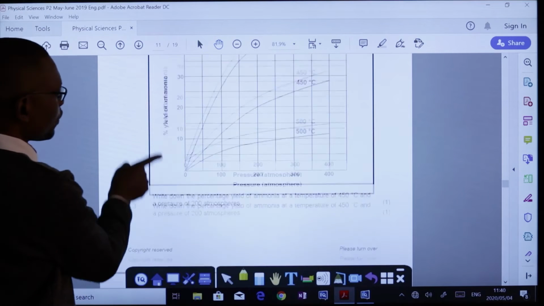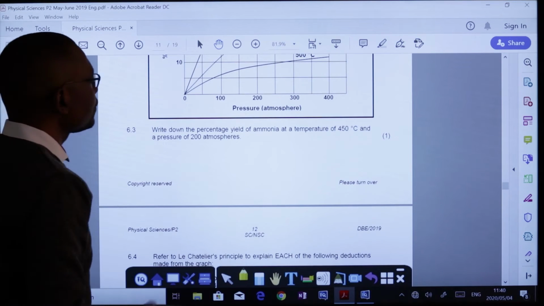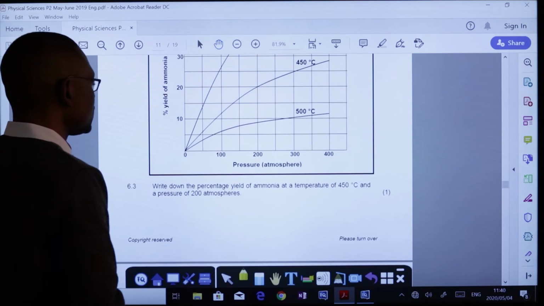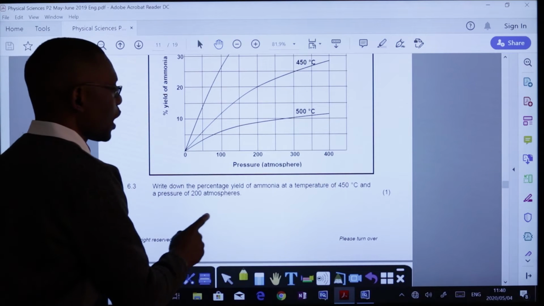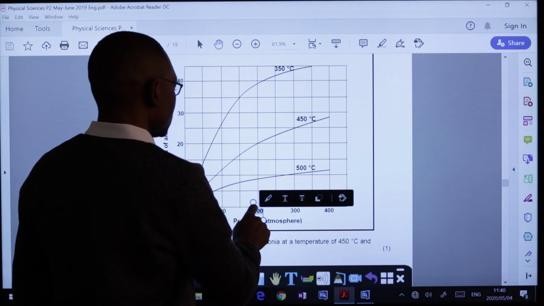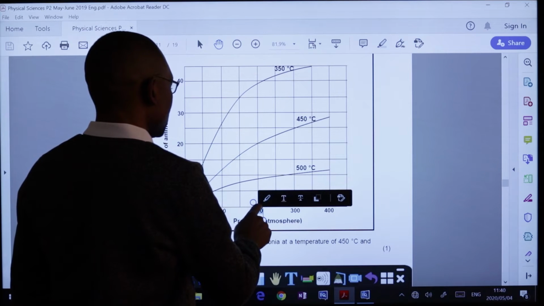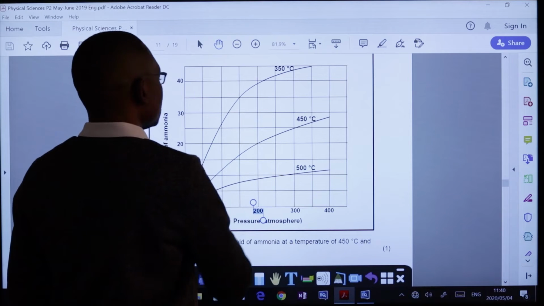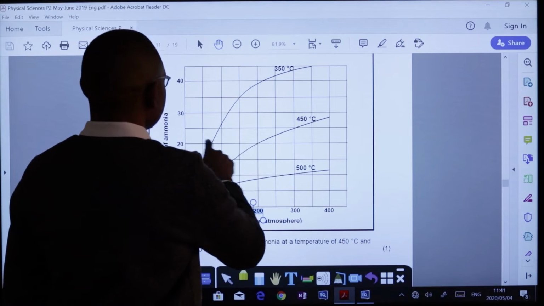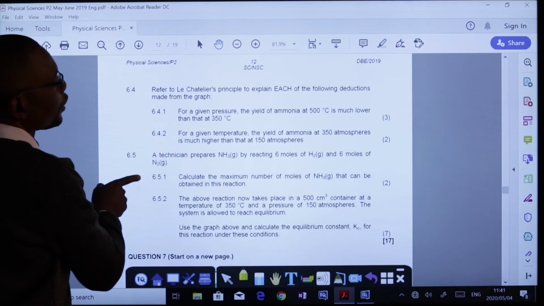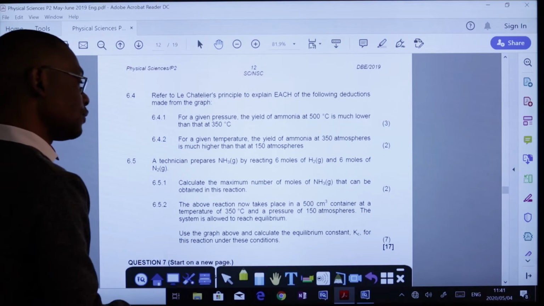So let's see what's happening. Write down the percentage yield of ammonia at a temperature of 450 degrees and a pressure of 200 atmospheres. So you just go and attach to 200 here, and then if you go up with it, you'll see that the percentage yield at 400 degrees Celsius is 20%. That's 4 marks.